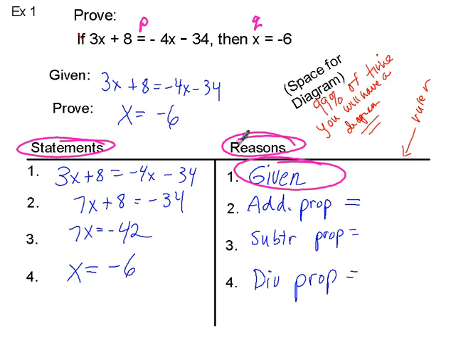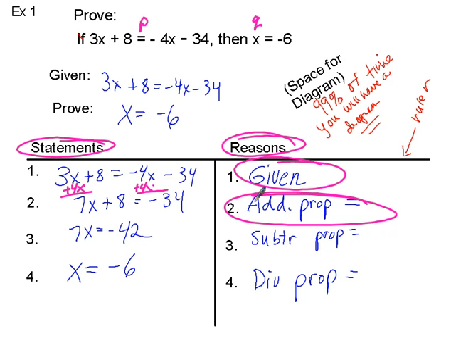In the next step, to do the next line, what are we doing? We're adding 4x to both sides. Adding 4x to both sides, and what allows us to do that? That is the addition property of equality, giving us 7x plus 8 equals -34.